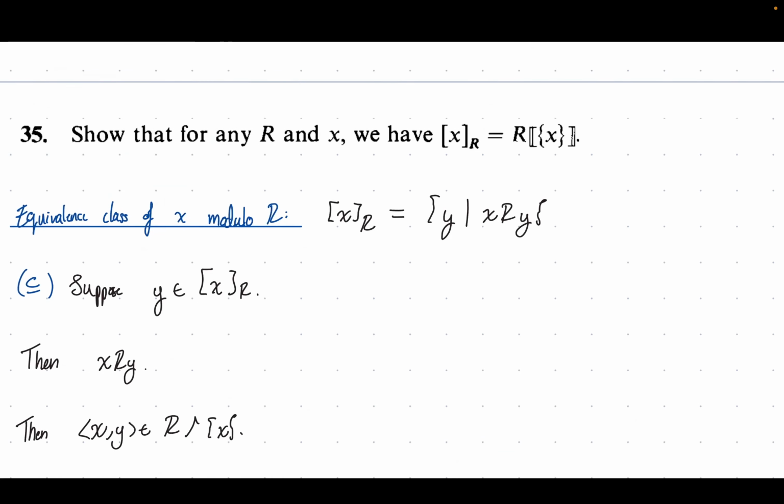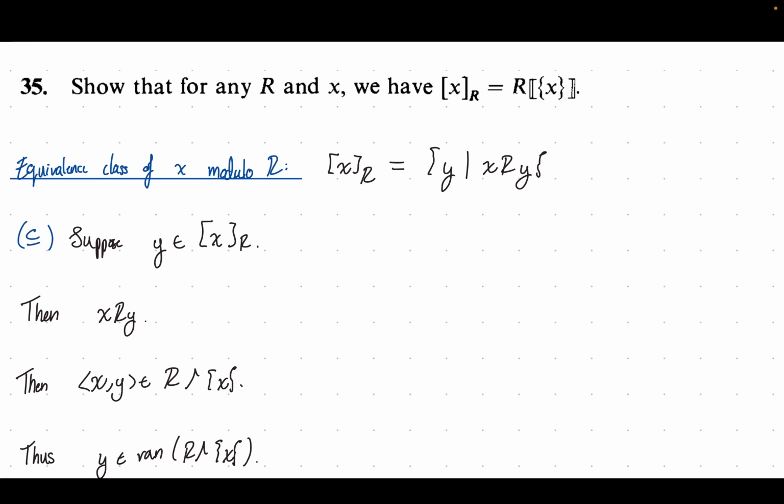That is both sides of the inclusion, and therefore we have proved that the equivalence class of x modulo R is equal to the image of R under the set containing x. And there you have it.